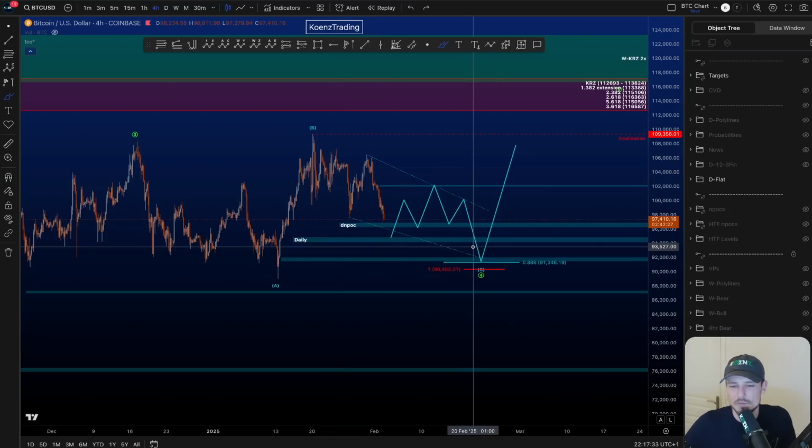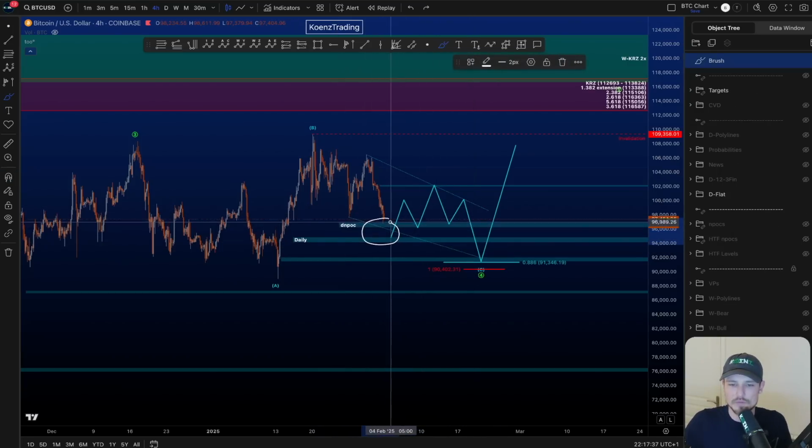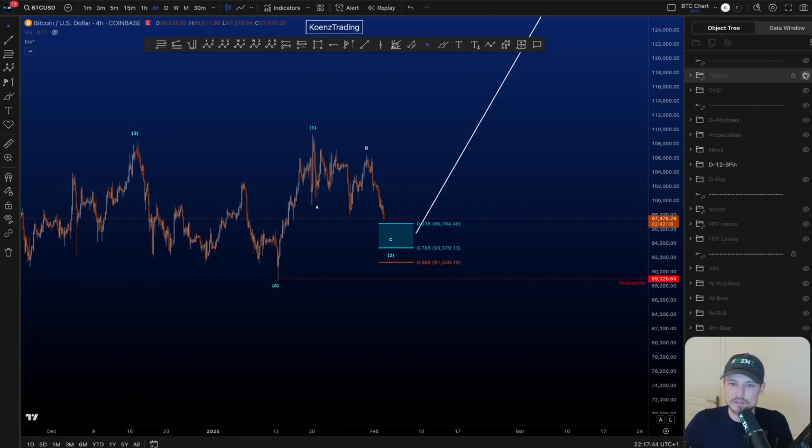That would be a way to get all the way down there, but if price is going to bounce on one of these two areas, it is very unlikely you're going to take out the 89k low, but at least I wanted to mention it.